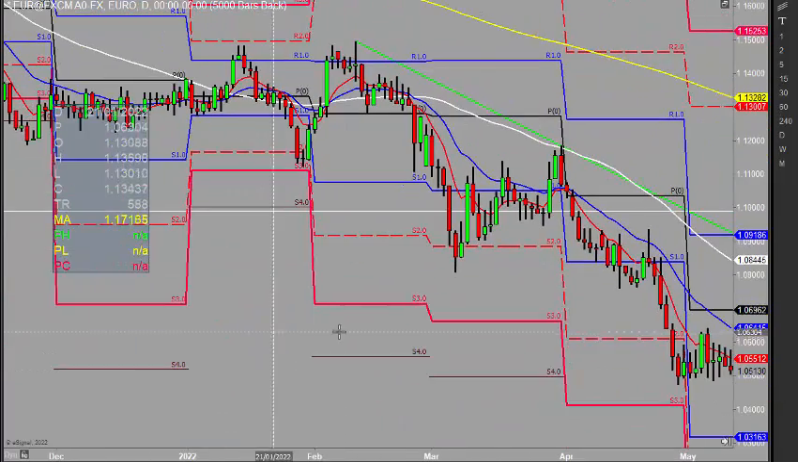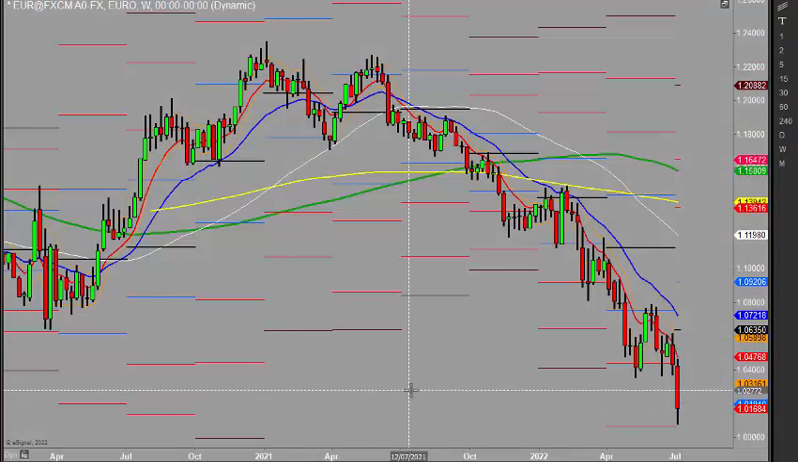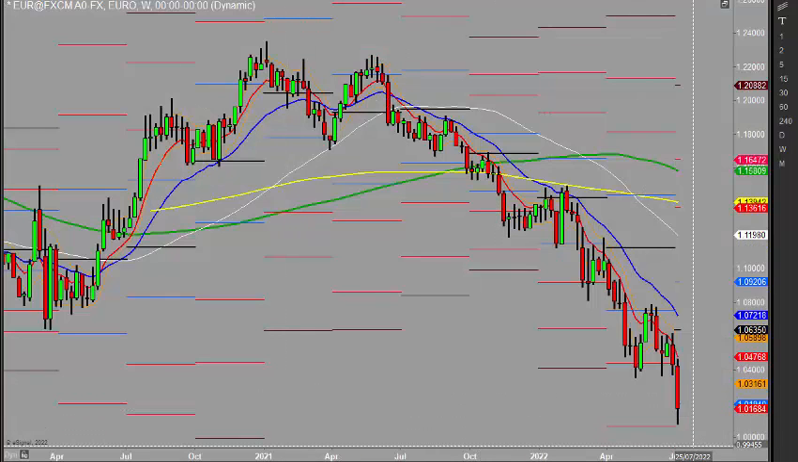There's the monthly, and you can see again, it's just a euro dollar. And finally, looking at the quarterly. Now this is a price level.